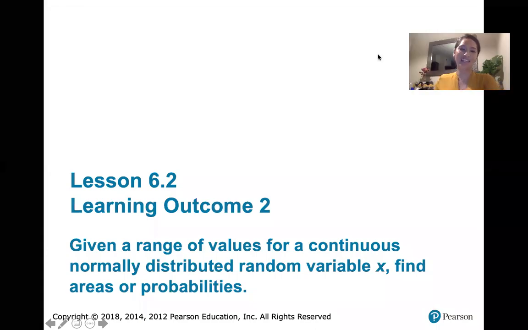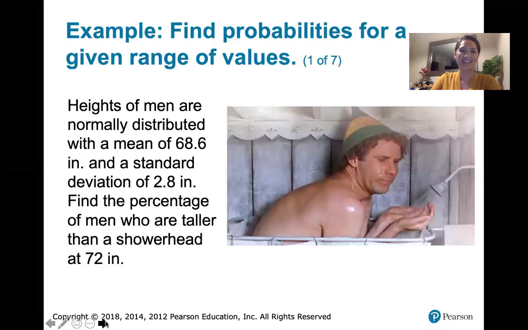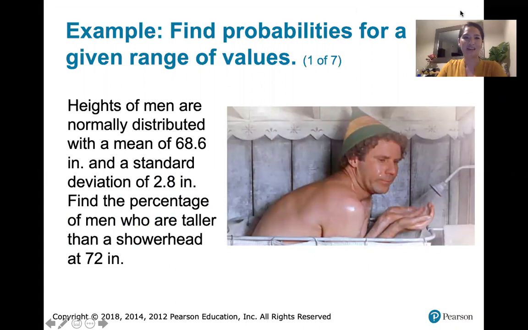In this video, we discuss learning outcome number 2 from lesson 6.2, which is all about finding areas or probabilities given a range of values for a continuous normally distributed random variable x. So we'll motivate this with an example. It says, heights of men are normally distributed with a mean of 68.6 inches and a standard deviation of 2.8 inches. Find the percentage of men who are taller than a shower head at 72 inches.